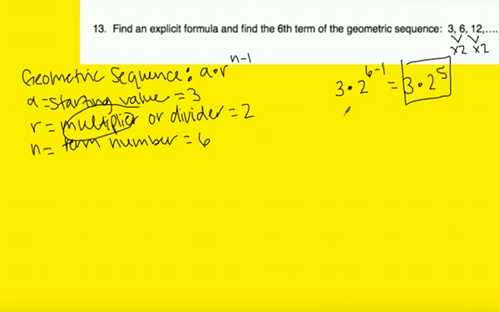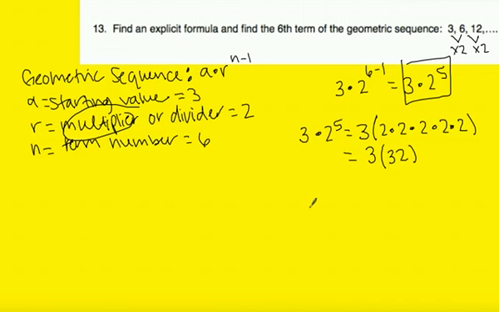To figure out what the 6th term would be, I would do 3 times 2 to the 5th, which means 3 times 2 times 2 times 2 times 2 times 2. I have to start with the stuff that's in parentheses. So 2 times 2 is 4, 4 times 2 is 8, 8 times 2 is 16, 16 times 2 is 32. So then I would do 32 times 3, which would give me 96. So my 6th term would be 96.